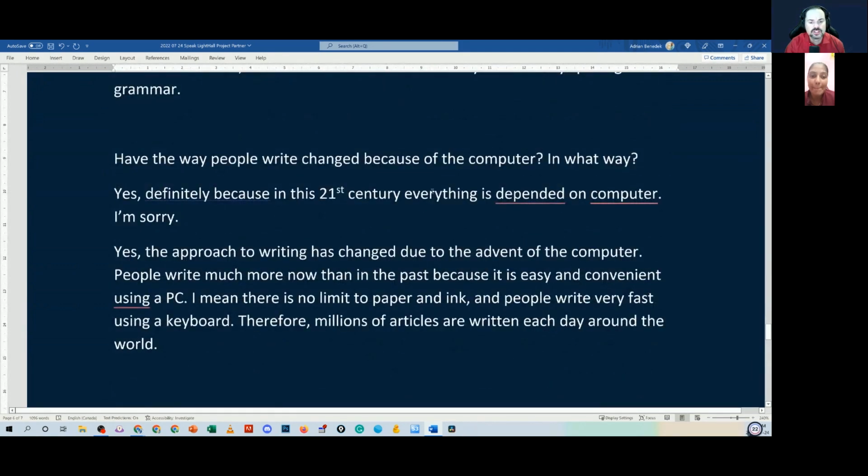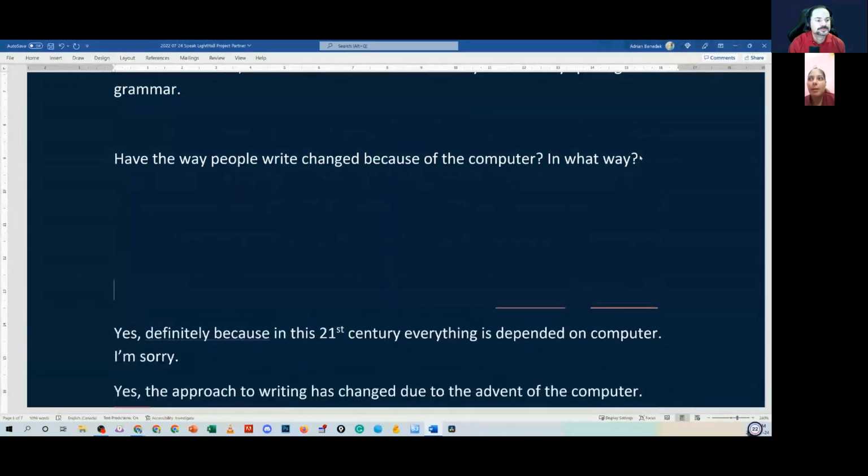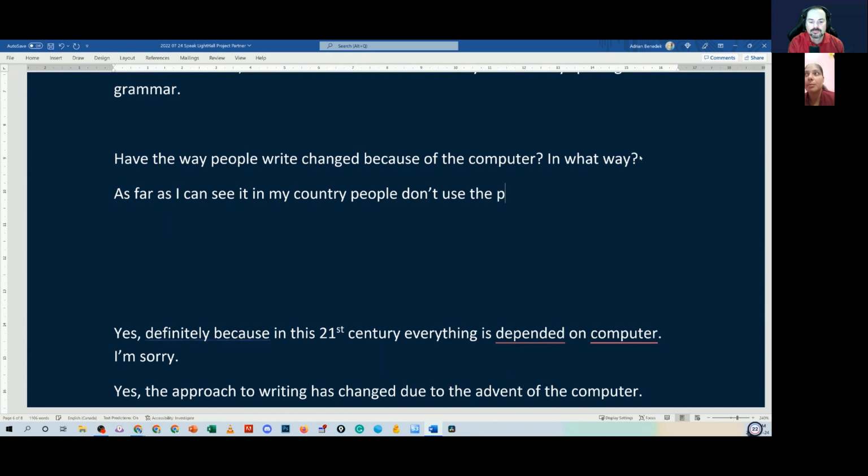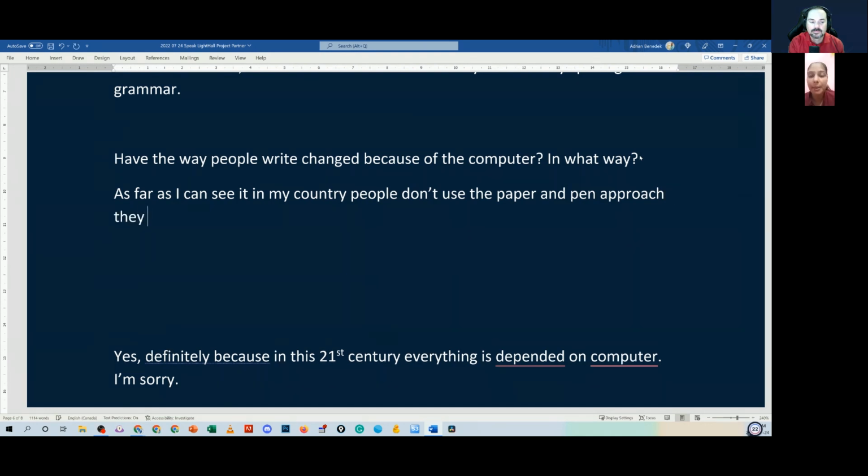Has the way people write changed because of the computer? As far as I can see it in my country, people nowadays don't use the paper and pen approach. They use the computer and electronics more over the paper and pen because they can write it on the go, and it saves their time and they can work more efficiently with it.